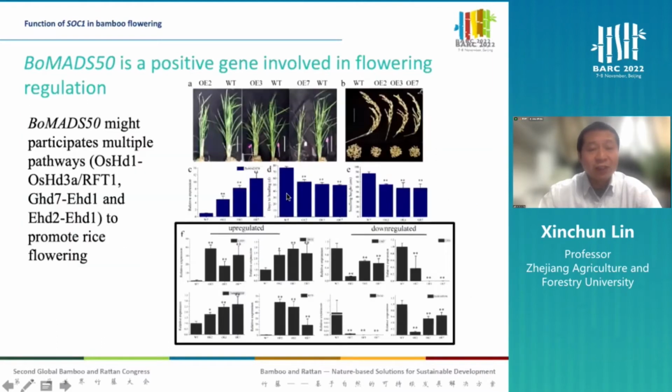We also transferred this gene into rice, and we found the rice produced the early flowering phenotype, and many flowering-related genes were upregulated, and some genes were downregulated. We found that BO-MES50 might participate in multiple pathways to promote rice flowering, such as the HD1, HD3A, GHD7, EHD1, and the EHD2 to EHD1 pathways.